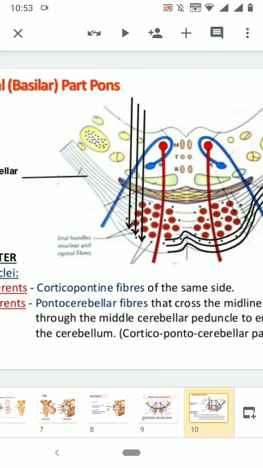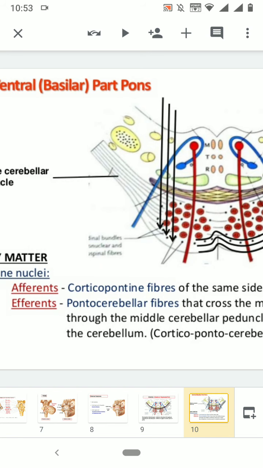So what are the fibers which are present over here? You have afferents and efferents. So you can see the bold arrows which are coming from up downwards.